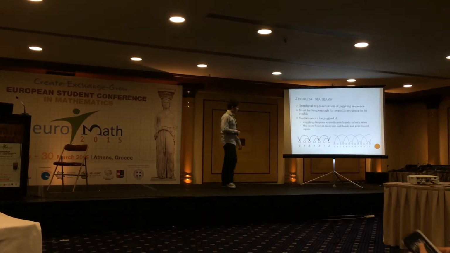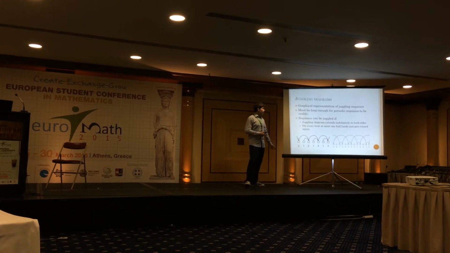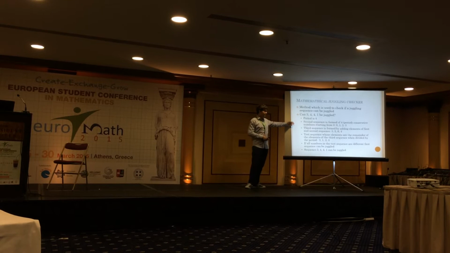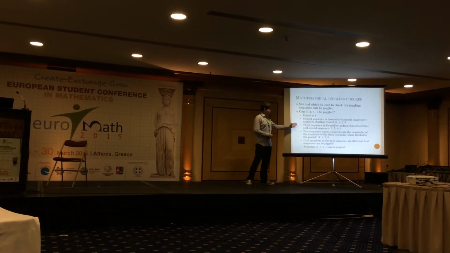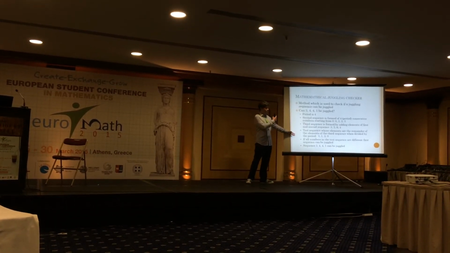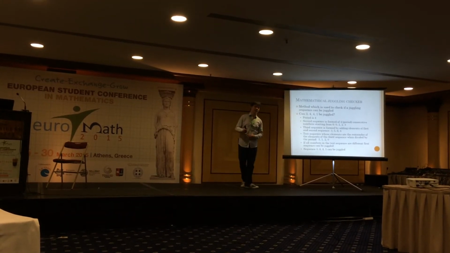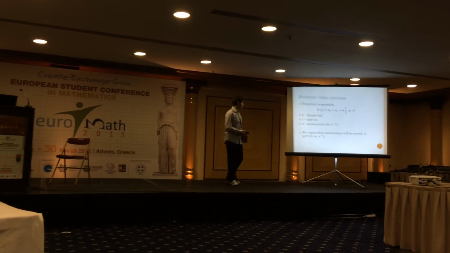If you remember, the sequence 2-1 can't be juggled, so we can try this method on that sequence too. The period is 2, so the second sequence is 0, 1. The third sequence is 2, 2. When divided by the period of 2, you get remainders 0, 0. So 0 equals 0, which means that sequence can't be juggled.